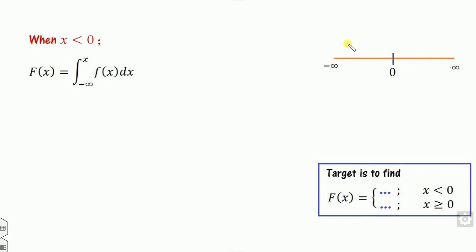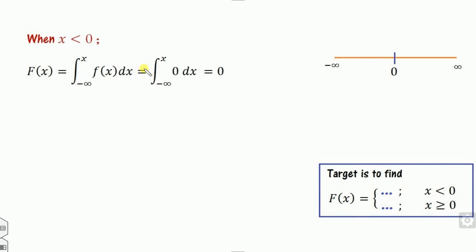So let's start with case 1, when x lies here. So how do you write this? What is the value of f(x) when x is less than 0? The value of f(x) when x is less than 0 is 0. So you will get this answer as 0.